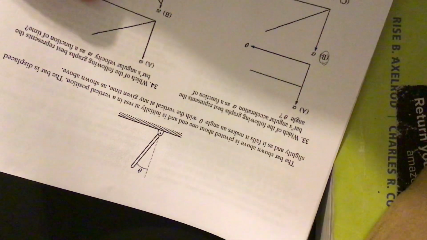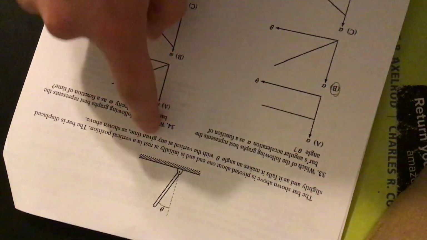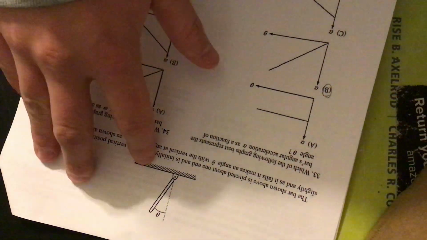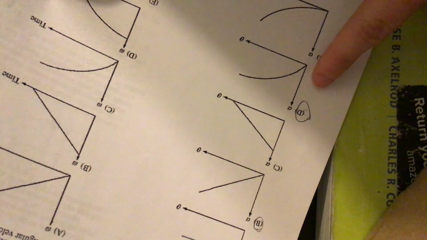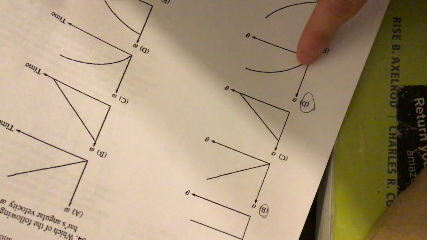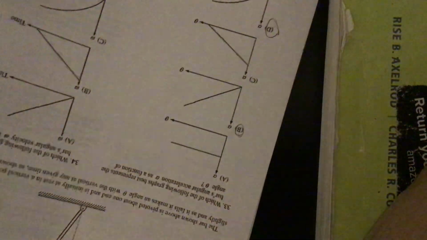33. Alright. Which of the following graphs represents the angular acceleration? So first off, it'll start off very slow, and then once it hits this point here, it'll hit the maximum velocity and then slow down exponentially. So it'll increase slowly, but very quickly at the same time, and then it'll die off, and then it'll come back down. So D is the answer.